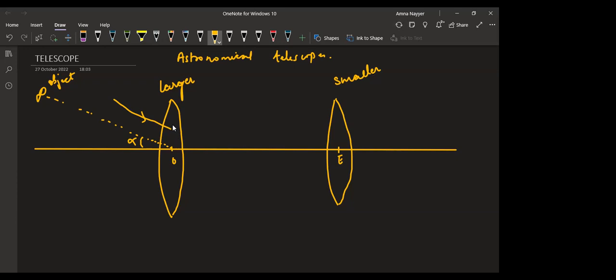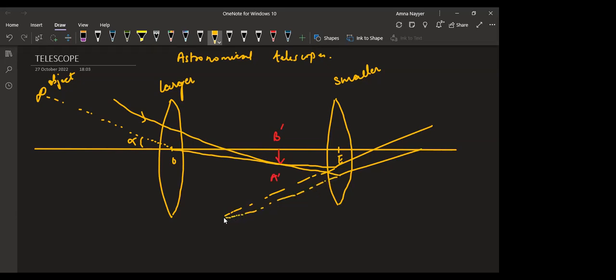Now rays will come and they'll refract. These rays will also refract. Somewhere at this point, you'll be able to obtain the object's image. But this is an intermediate image. Why is it an intermediate image? Because the eye lens is also there, and the eye lens will also refract it. So at this point, you will actually obtain the final image. And the human eye is kept at this point. So this is the difference that arises.